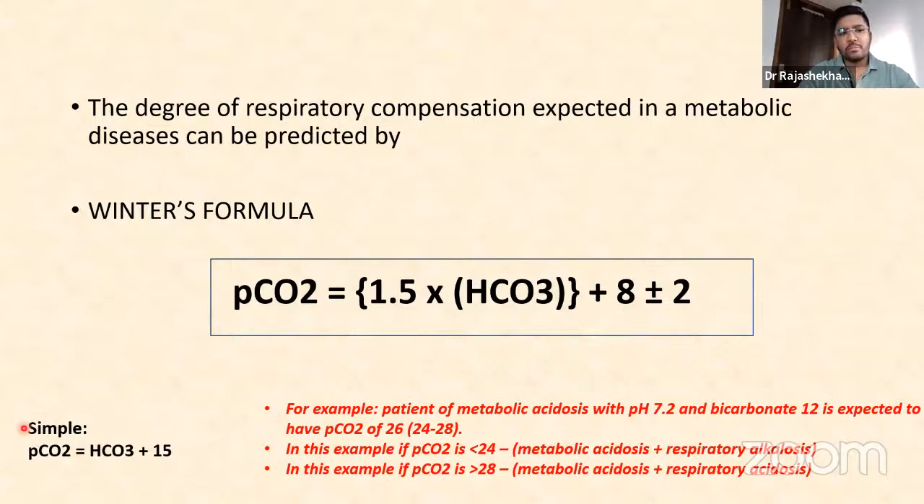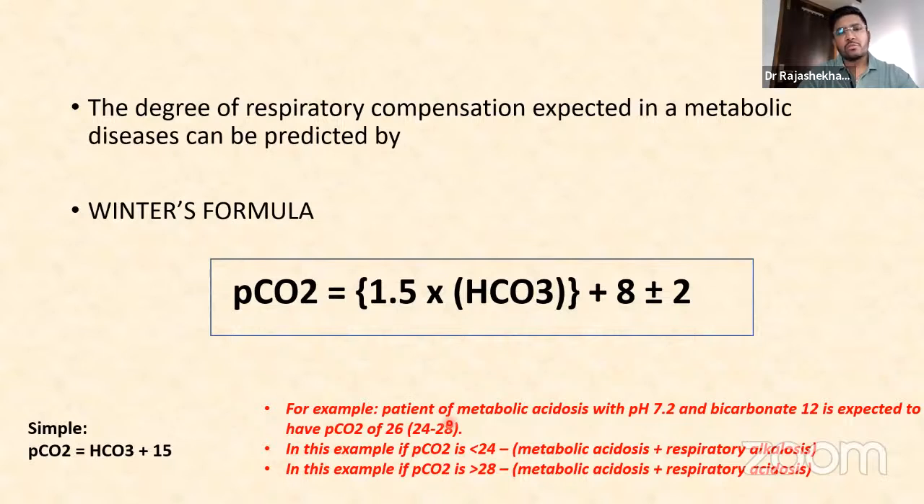Harrison also gives a simple formula, where the predicted carbon dioxide concentration is equivalent to the bicarbonate plus 15. You can even use this formula while calculating, whichever you remember. But it is always preferable to use the main Winter's formula, that is 1.5 times the bicarbonate plus 8, plus or minus 2. Even if you don't remember the plus or minus 2, it's okay. Just remember it is 1.5 times the bicarbonate plus 8. Why this is important, I will give you an example here.